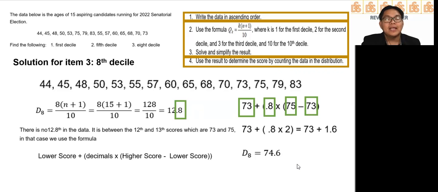I hope you get how to solve for the decile of ungrouped data.